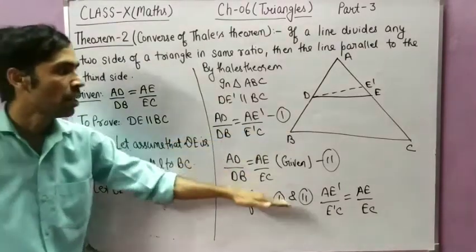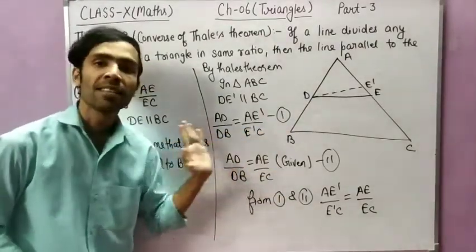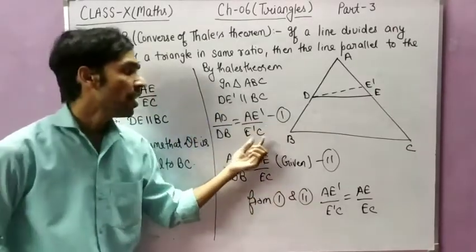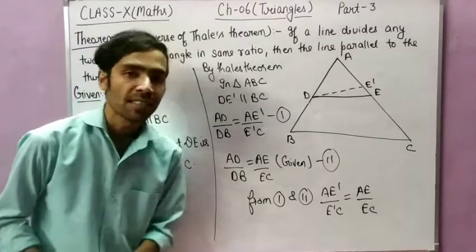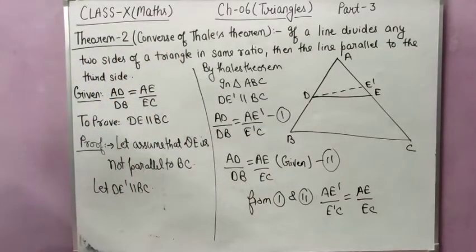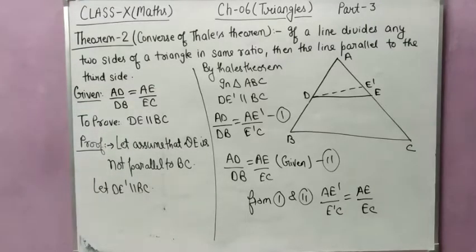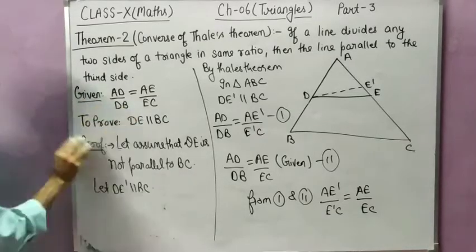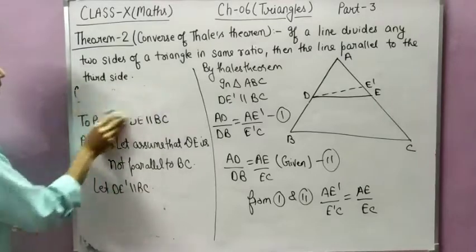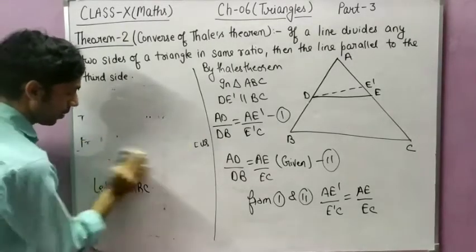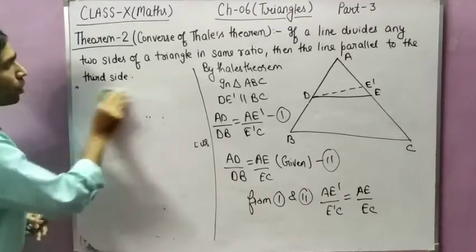By comparing equations 1 and 2, left side is equal, so right side will also be equal. So AE dash upon E dash C is equal to AE upon EC. Okay? So note down this, student. Now student, I am going to erase this part. I hope you have noted down.